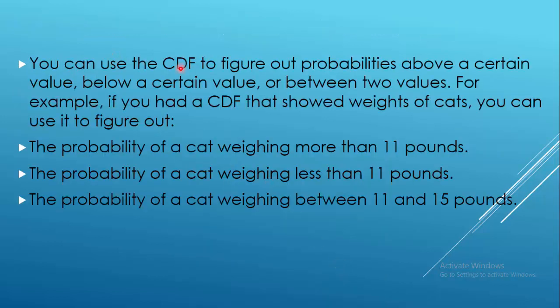You can use the CDF to figure out probabilities above a certain value, below a certain value, or between two values. For example, if you had a CDF that showed weights of cats, you can use it to figure out the probability of a cat weighing more than 11 pounds, the probability of a cat weighing less than 11 pounds, the probability of a cat weighing between 11 and 15 pounds.